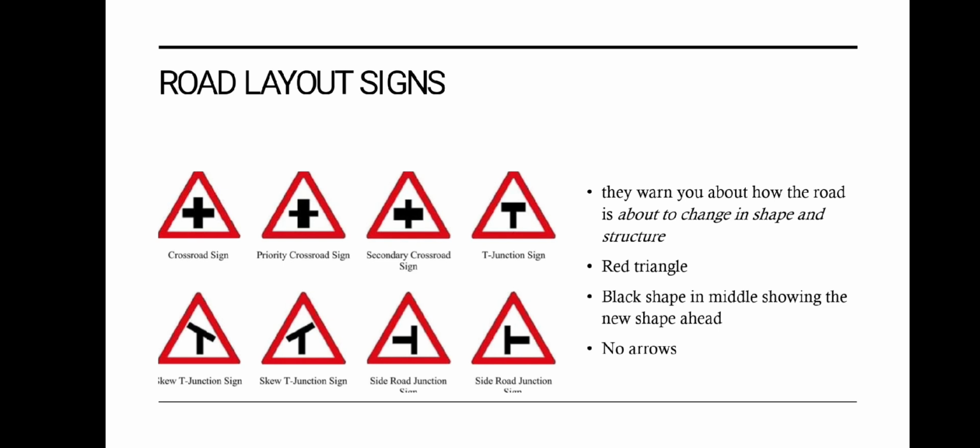Notice something very important about this specific section: no arrows are used in these signs. That is because the sign is not telling you which way to go, it is telling you what shape to expect. So how do you respond to these signs? When you see the sign, you slow down, you scan the road ahead, and you adjust your steering. You plan before you get there.